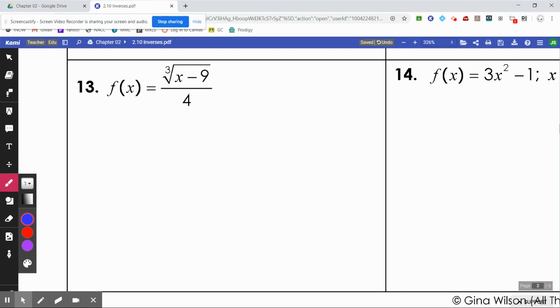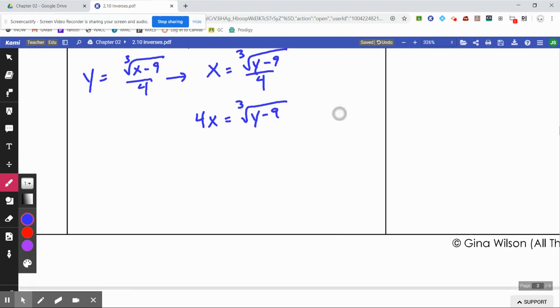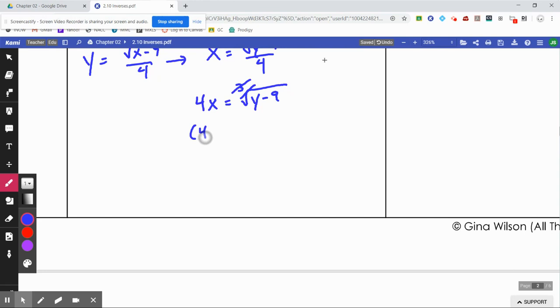cube root functions are this type of function, so they are invertible, so we know that we can do these. So we have y equals the cube root of (x minus 9) over 4, which leads us to the inverse, which would be x equals the cube root of (y minus 9) over 4. Let's get rid of our 4 first by multiplying. 4x is equal to the cube root of y minus 9. To get rid of a cube root, we're going to cube the other side, so that'd be 4x to the third power equals y minus 9.